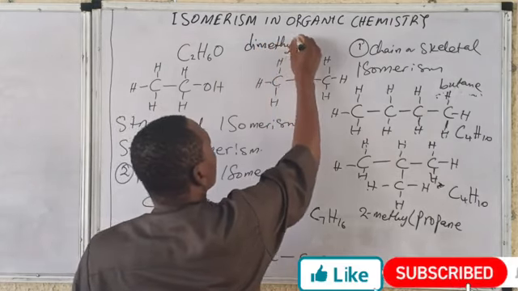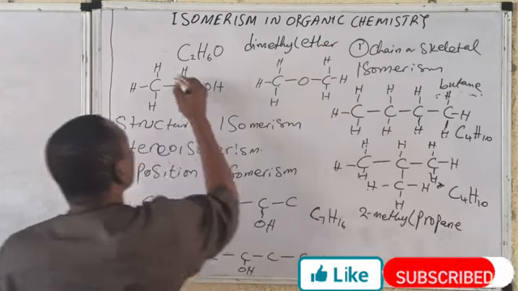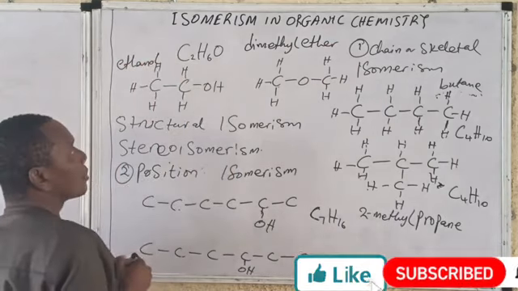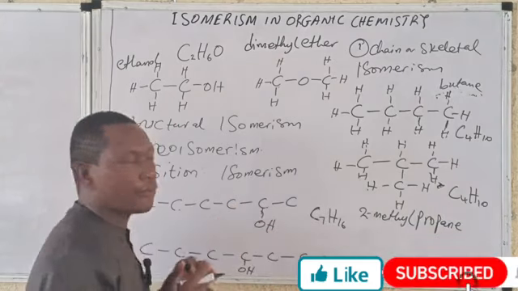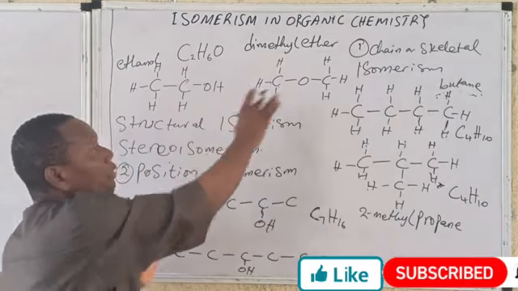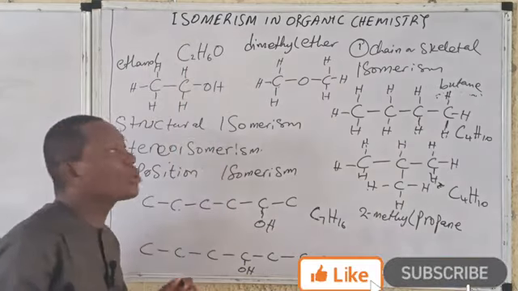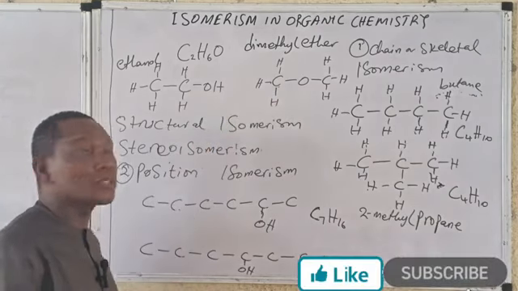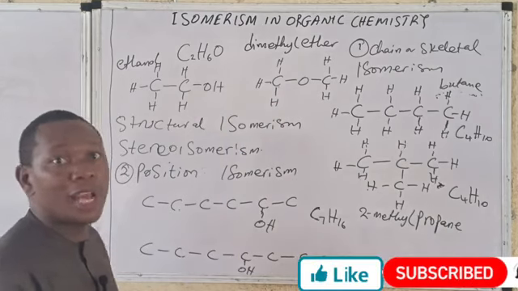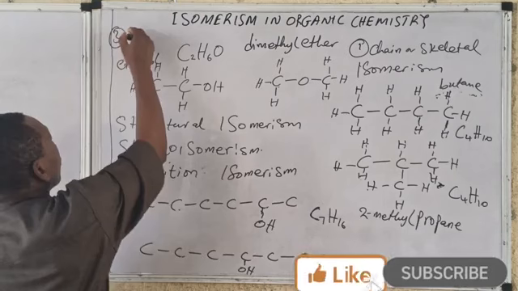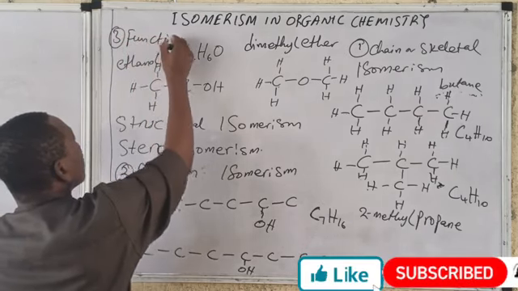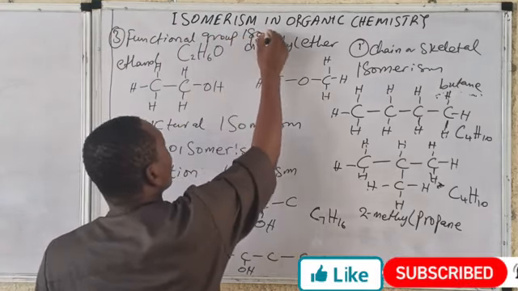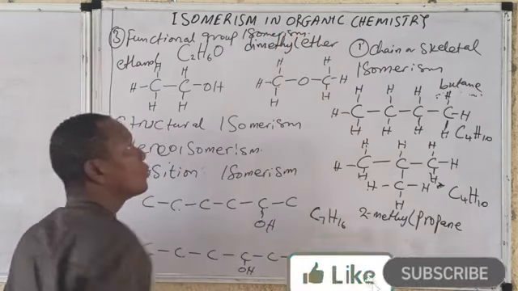But this is dimethyl ether, while this is ethanol. Completely different functional groups. They belong to different families, but they have the same molecular formula. So this kind of isomerism, in which they have different functional groups, is called functional group isomerism. Take note of that.